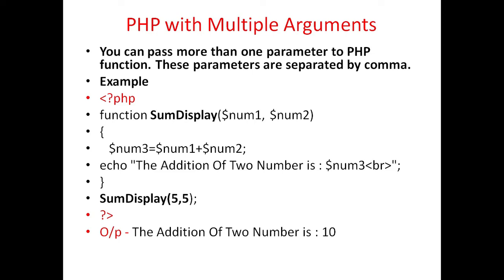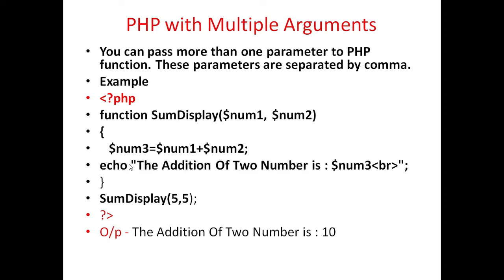Example for explaining this PHP function with multiple argument is, here function sum display is defined with two parameters num1 and num2, and inside the function num3 is assigned with the value num1 plus num2, and the addition of two numbers is displayed as num3. And to execute this function, when we call the function with two parameters 5, 5, it will print the addition of two numbers is 10.